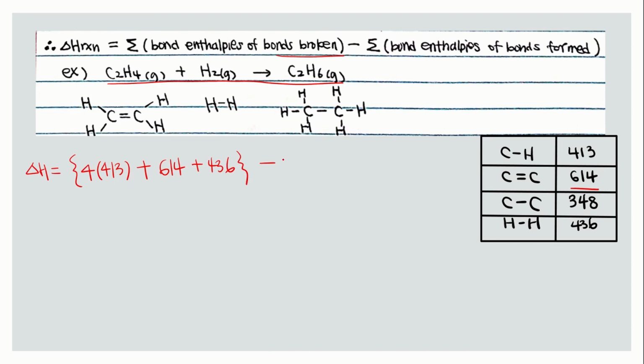And then you subtract all the bonds in products, which is 1 carbon-carbon bond, which is not shown here, but it equals 348. So 348 plus you have 6 CH bonds, so 6 times 413. Then you do the calculation. You get negative 124 kilojoules per mole. So it also means that the reaction was exothermic, which released heat, which gives you the negative sign in enthalpy.